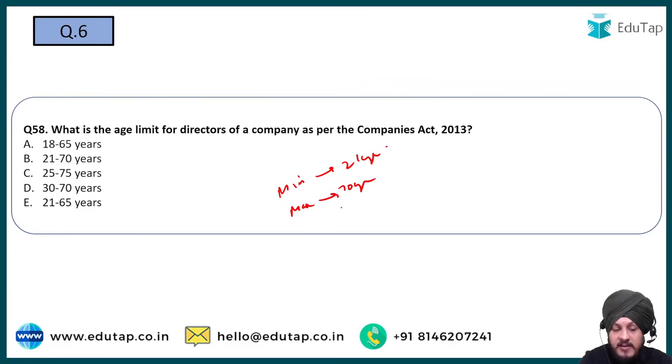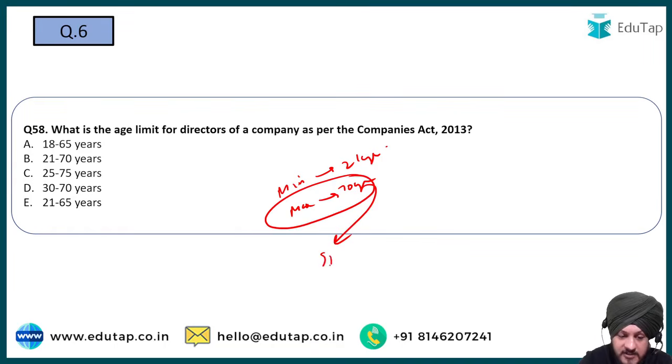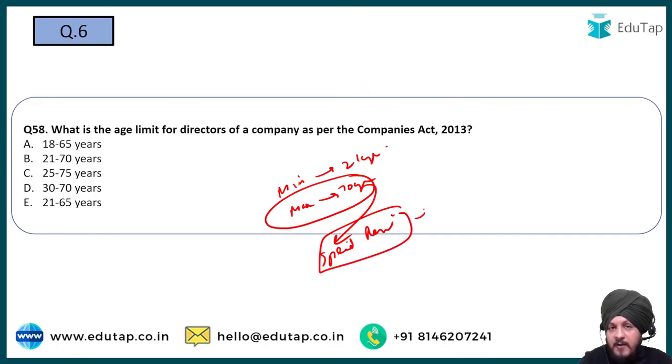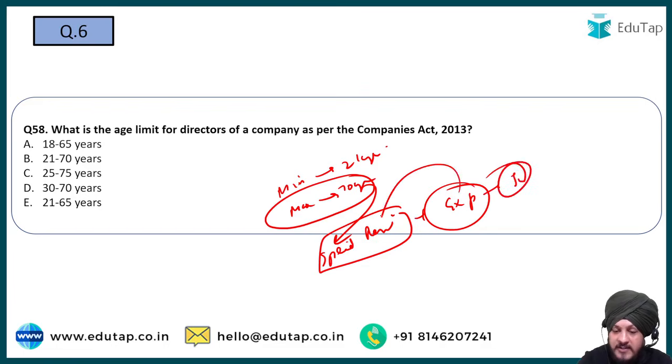And there is some sort of exception also. Basically, a person, even if he has attained this age of 70 years, can still continue, or can still be appointed to this position if a special resolution has been passed with respect to it, right? And apart from that, an explanatory statement has also to be provided, which is some sort of justification that why this special resolution has been passed, but that can be extended. But I would say in ordinary circumstances, the minimum age is 21 and the maximum is 70. So B is going to be the correct answer to this question.